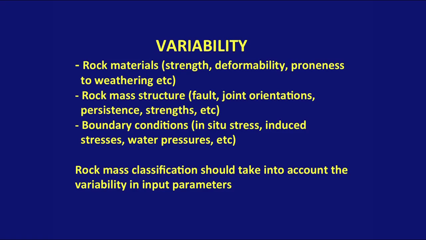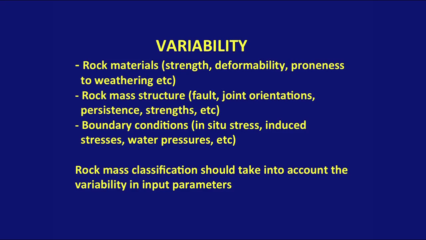In rock mass classification, one needs to take into account variability. And we're dealing with natural materials and natural environment. So rock materials have variability. This is the strength, the deformability, their proneness to weathering, and so on. The rock mass structure, that includes fault and joint orientations, their persistence, their strength, their spacing, and so on. And then the boundary conditions.